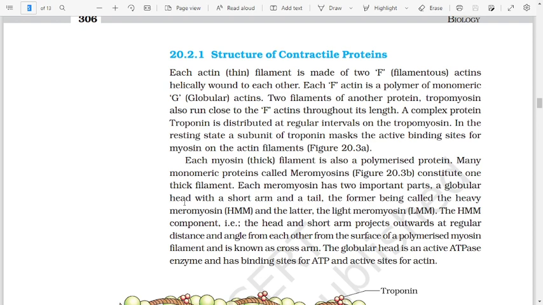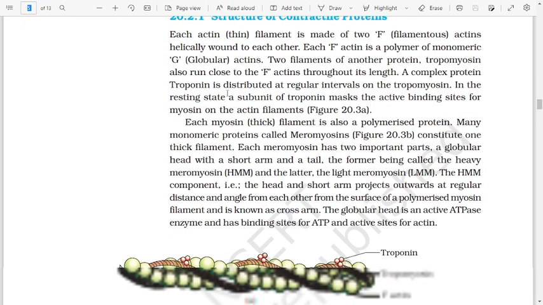Structure of a contractile protein. Each actin thin filament is made of two F filamentous actins helically wound to each other. Each F actin is a polymer of monomeric G globular actins. Two filaments of another protein, tropomyosin, also run close to the F actin throughout its length. A complex protein troponin is distributed at regular intervals on the tropomyosin. In the resting state, a subunit of troponin masks the active binding site for myosin on the actin filaments.